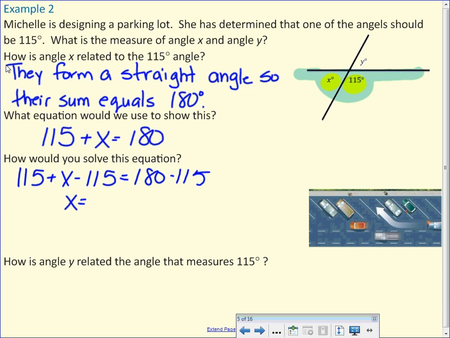65 degrees. So x equals 65 degrees. We don't have a name for it.